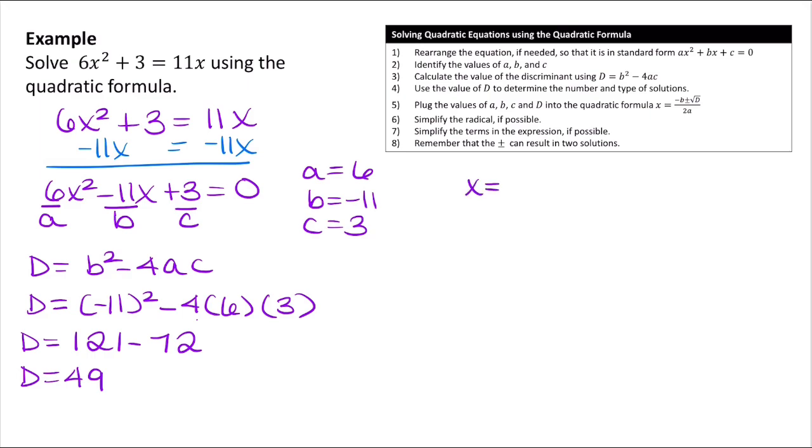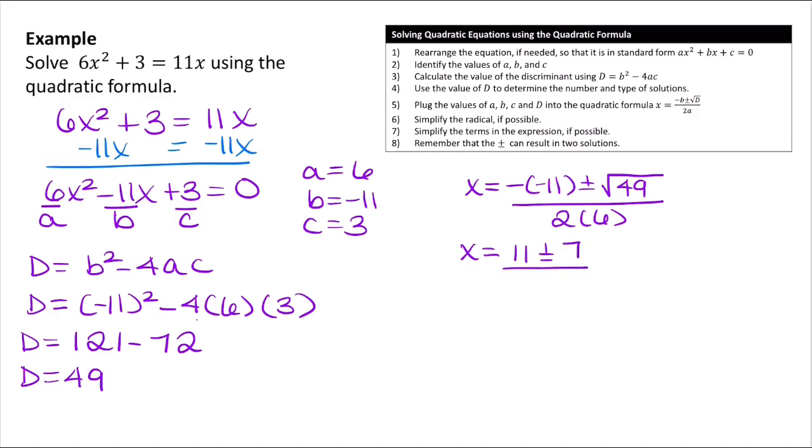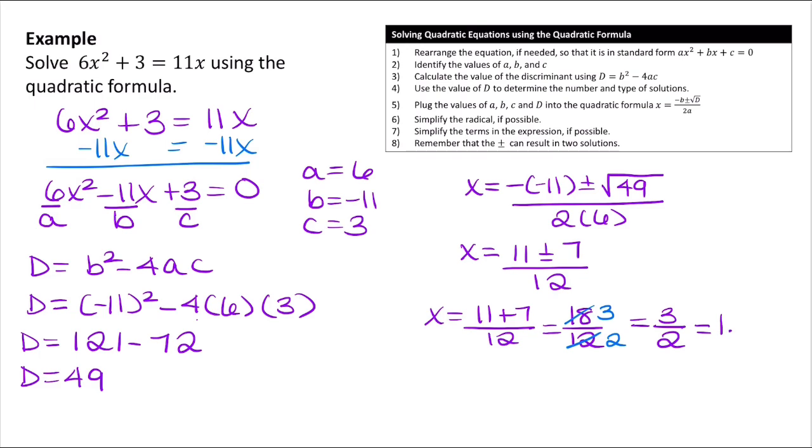So we have x equals negative b plus or minus the square root of the discriminant, which is 49, divided by 2 times 6. So we have x equals negative negative 11 is 11, and then plus or minus the square root of 49, which is 7, and that's all divided by 12. So this is going to separate into two solutions. We have 11 plus 7 over 12, which is going to be 18 over 12. And then let's go ahead and reduce this because both of these terms are divisible by 6. So we have 3 and then we have 2. So this is just going to turn into 3 over 2, which you can also write as 1.5.